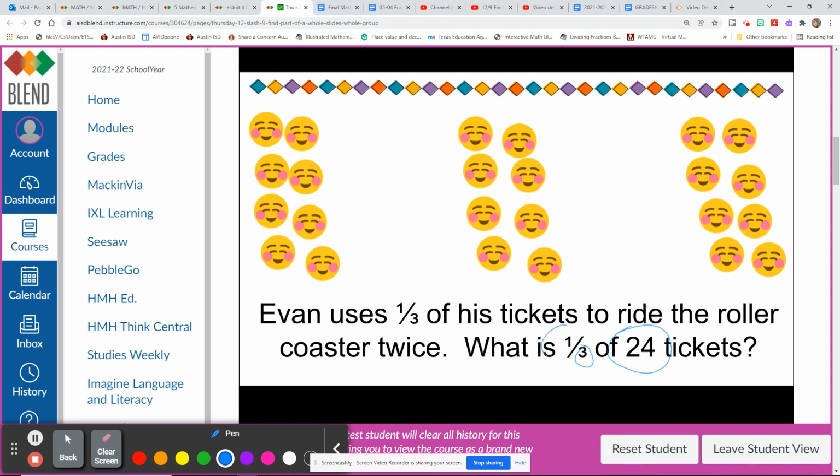And now we need to circle one of those groups and find out how many are in that group, which is 8. So we get the same answer that we got using the algorithm, except it took a lot of effort. We had to draw 24 dots, and if our whole number gets bigger, that means we have to draw more dots.